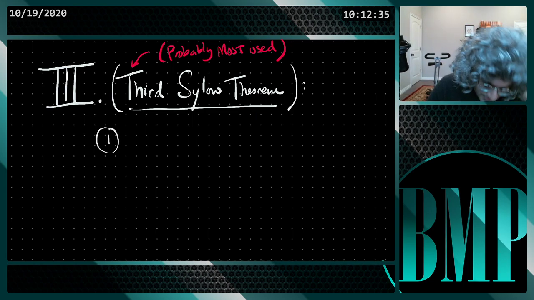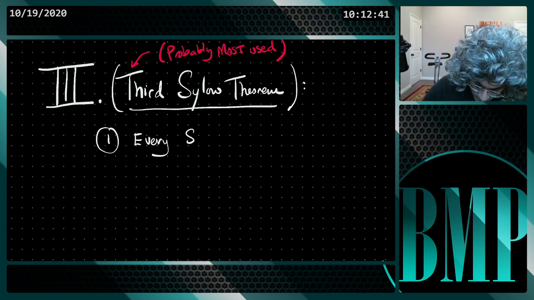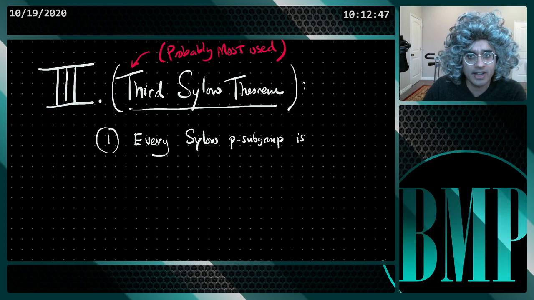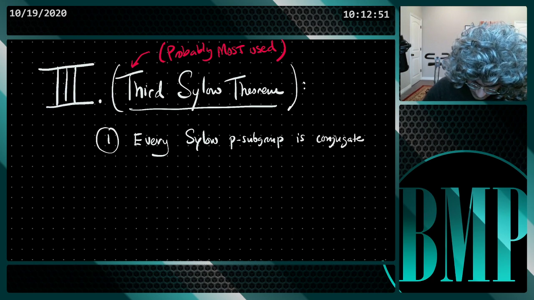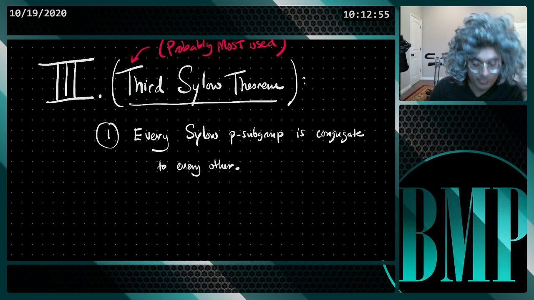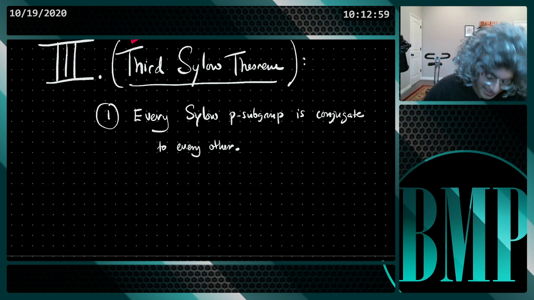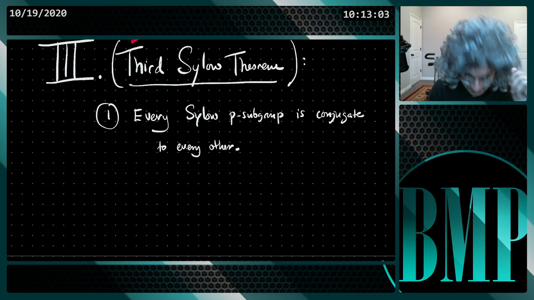1. Every Sylow P subgroup is conjugate to every other. All Sylow P subgroups are conjugate to each other. There's only one orbit of Sylow P subgroups.